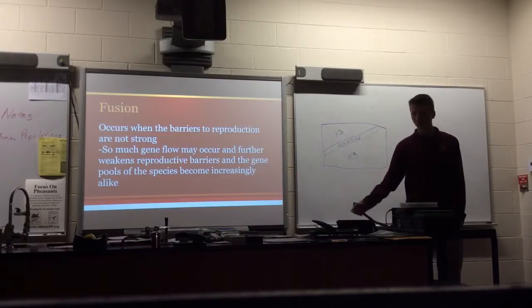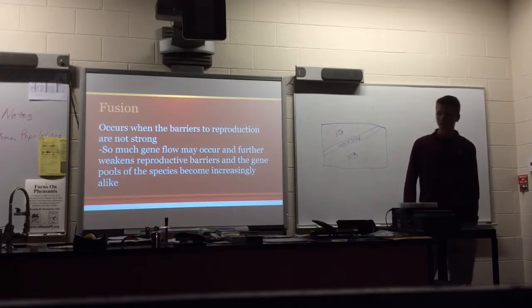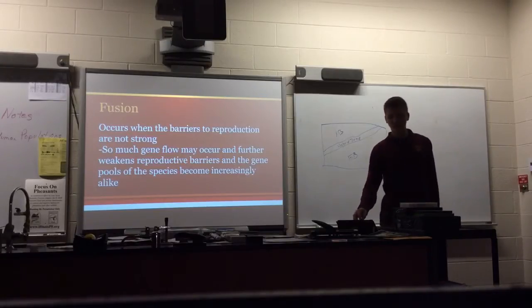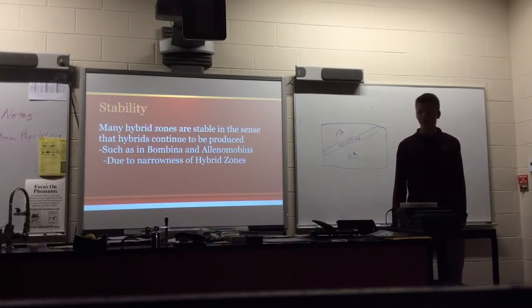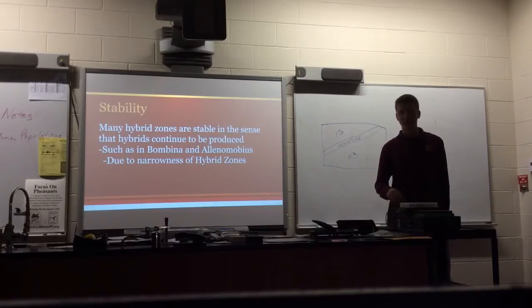Fusion occurs when the barriers to reproduction are not strong. So much gene flow may occur that it further weakens reproductive barriers. In the gene pools, the species become increasingly alike. And then stability. Many hybrid zones are stable in the sense that hybrids continue to be produced, such as in Bombina.